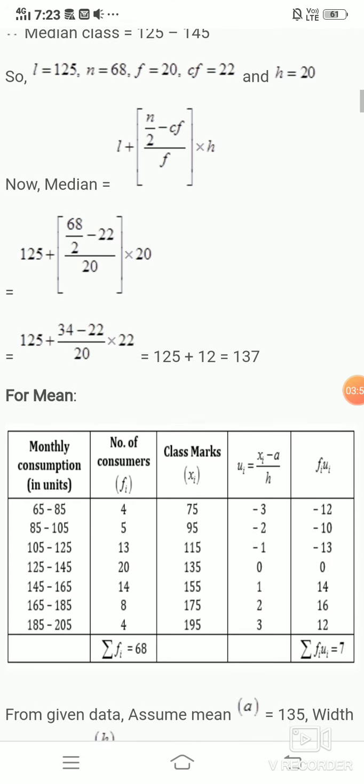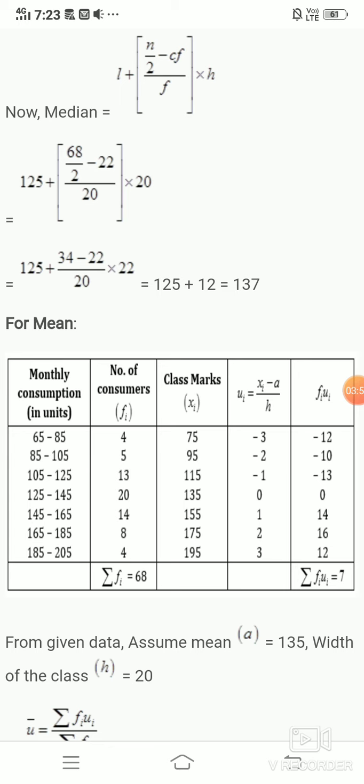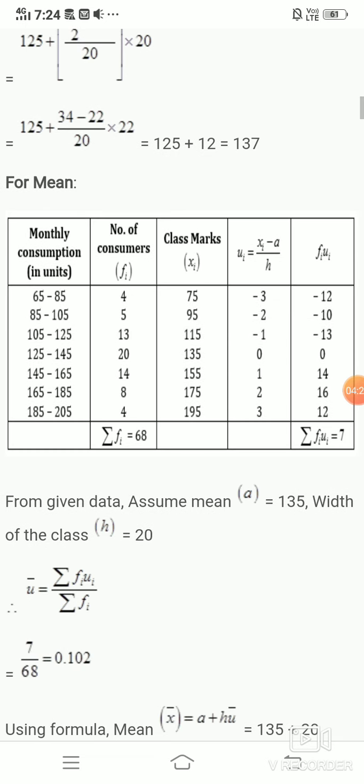Similarly, next the mean. Here the subdivision method is given. You may use fi xi, you can find fi xi. Here x is 75 and the values are big, so that's why they used the subdivision method. You may use the direct method or the assumed mean method. So using this, find the value of the mean.